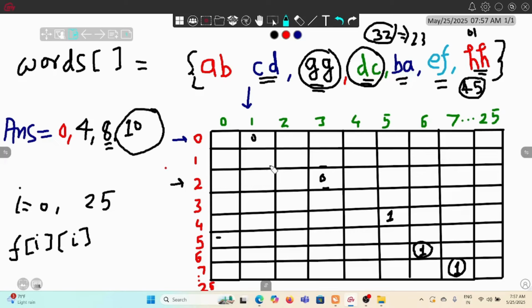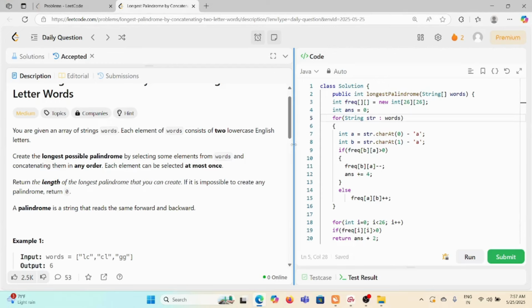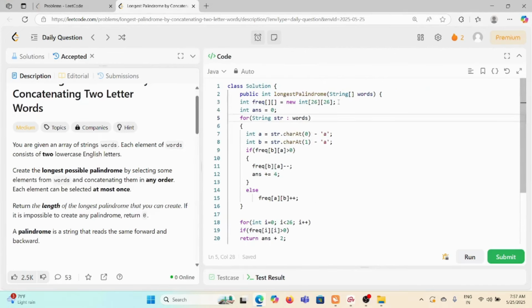So here what we are doing, we are taking constant space and we are doing it in a single traversal. So let me show you my corresponding code for it. So you can see here, this is my frequency array, the same array that I have created there, and this is my answer variable. So now what we are doing here is, first of all, I am traversing through the words array and I am taking the coordinate of them.